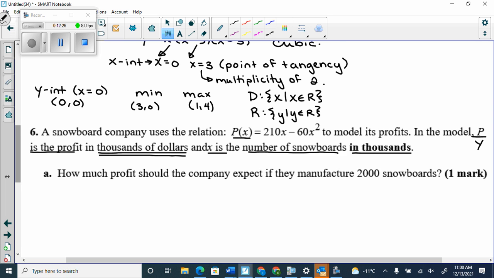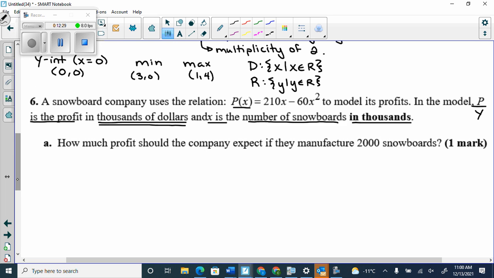Okay? So here it says, how much profit, so we're going to type this into our calculator, every single one of you. Type it in. 210x minus 60x squared.